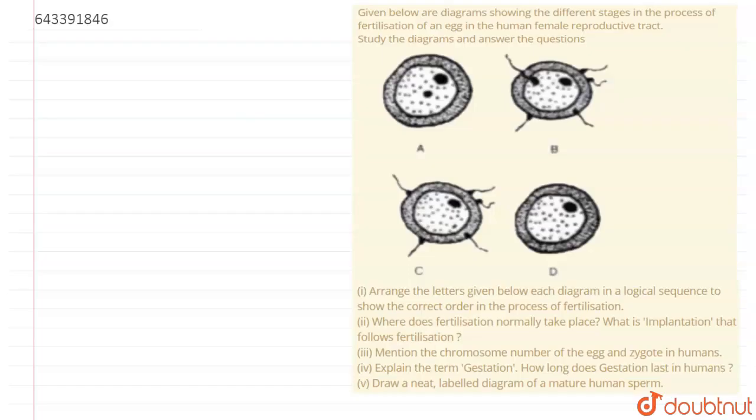Hello everyone. Let us start this question. So the question says that given below are diagrams showing the different stages in the process of fertilization of an egg in the human female reproductive tract. Now study the diagrams and answer the questions.